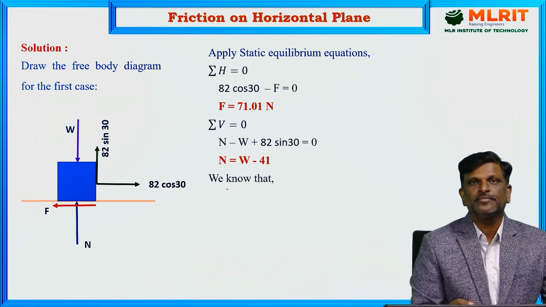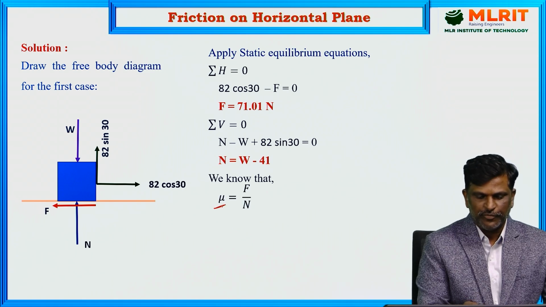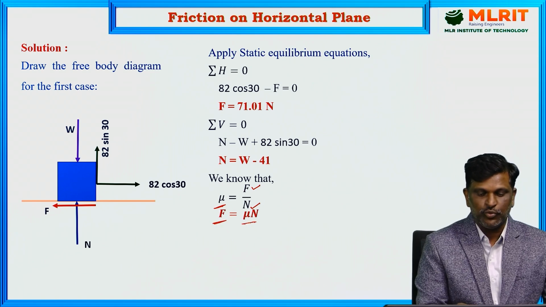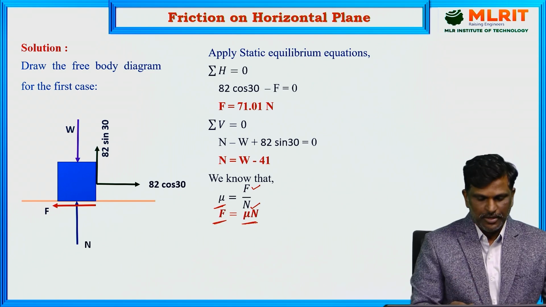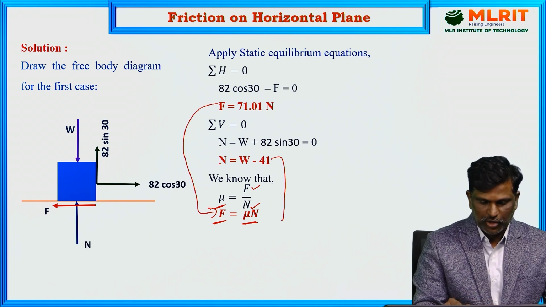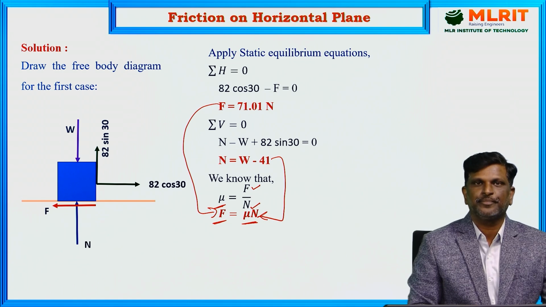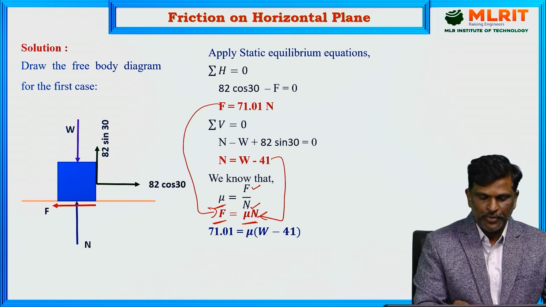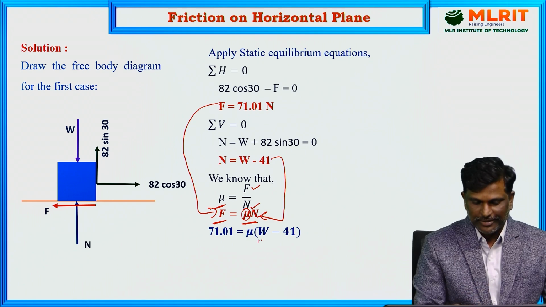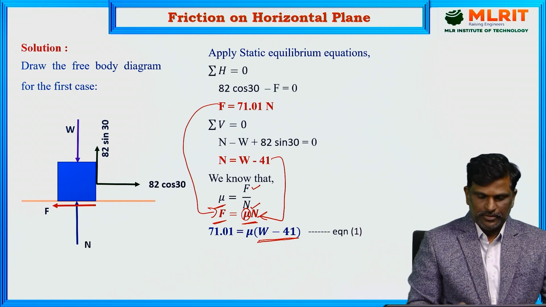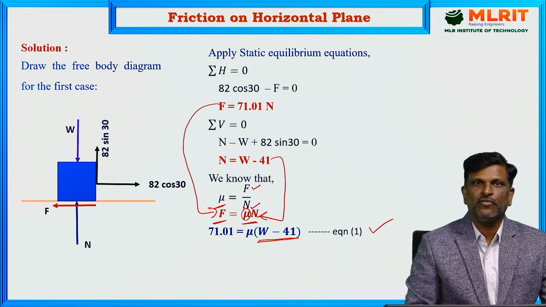We know that mu, the coefficient of friction, is given by limiting friction divided by normal reaction. From this equation, the friction is given by mu into normal reaction. Now substitute the friction value and normal reaction value into this equation. The friction 71.01 is equal to mu into W minus 41. This is equation number 1.